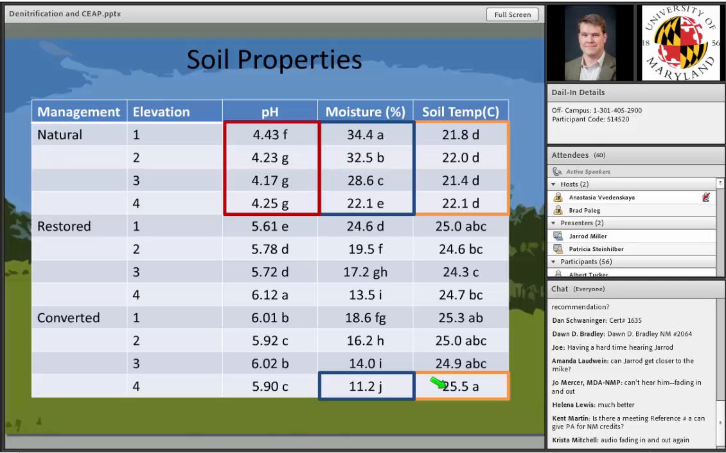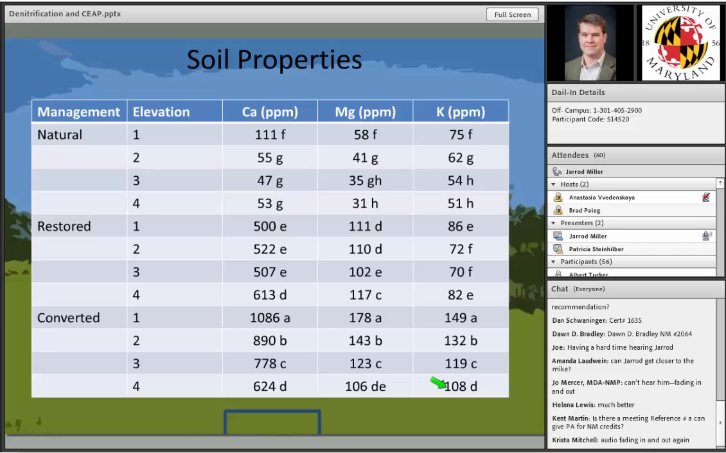You have your coolest temperatures and your warmest temperatures is up on the edge of that converted field. Calcium. So calcium would be a relic of liming. You can see that in this natural soil, there's not a whole lot of calcium left when compared to converted. So here in this farmland, they're going to be liming, adding calcium and some magnesium to keep their soil pH up.